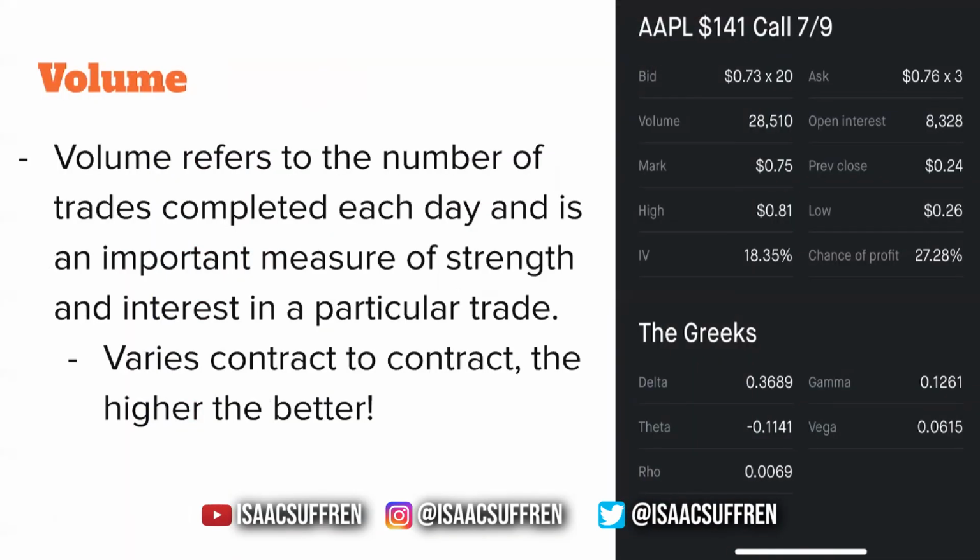Next, we have the volume. The volume refers to the number of trades completed each day and is an important measure of strength and interest in a particular trade, right? It varies contract to contract, the higher the better. Now, this is where different strategies come into play, right?